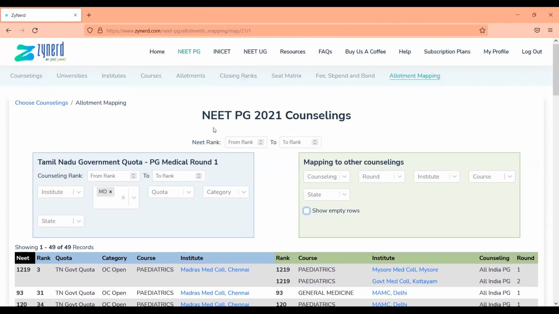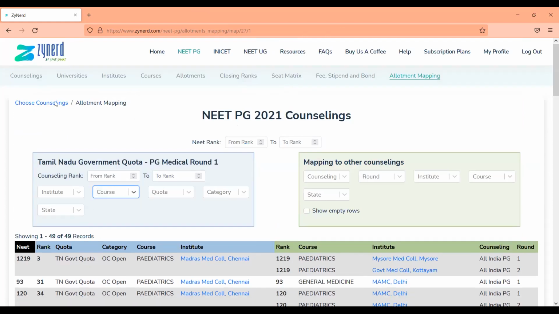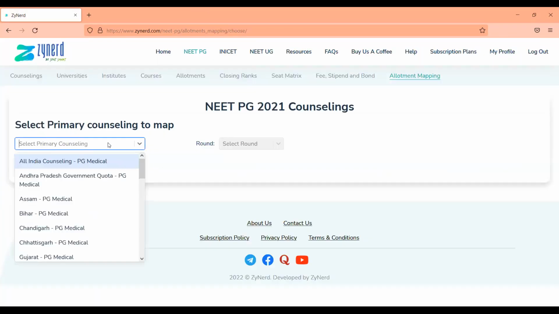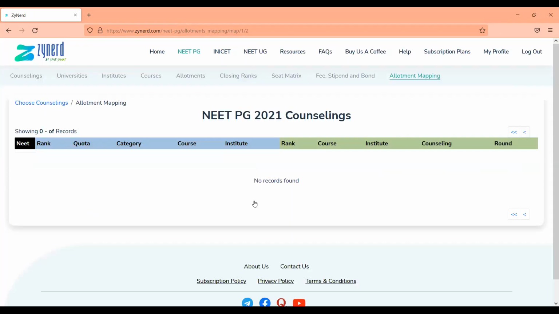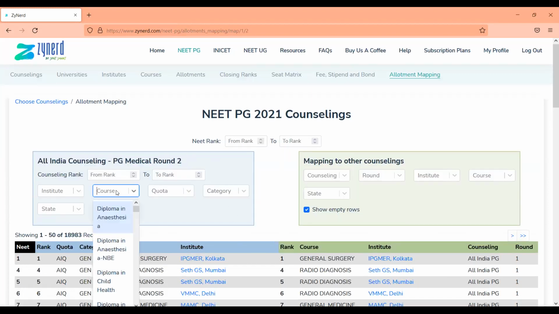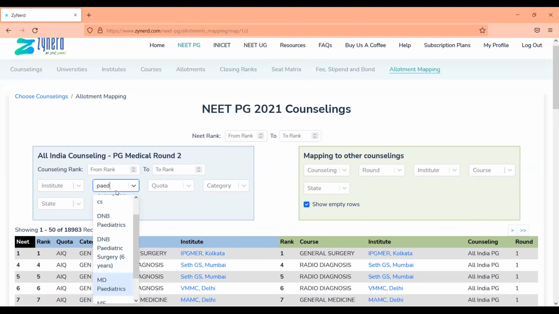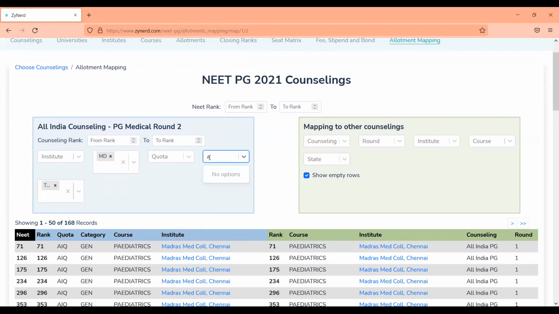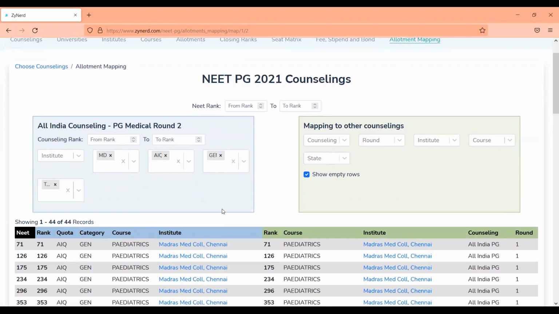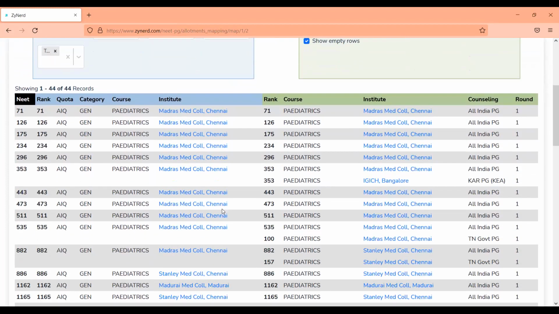The same thing can also be done the other way around. For instance, let's say I want to look at how All India round 2 seats candidates may decide later. This is a far-fetched thing, but still I want to look at all India round 2 candidates' allotments. Let's say I'm looking at pediatrics in the state of Tamil Nadu, and I belong to the Gen category, and I'm looking at AIQ seats of all India round 2. So this is the pediatric seats of Tamil Nadu which I am looking at.